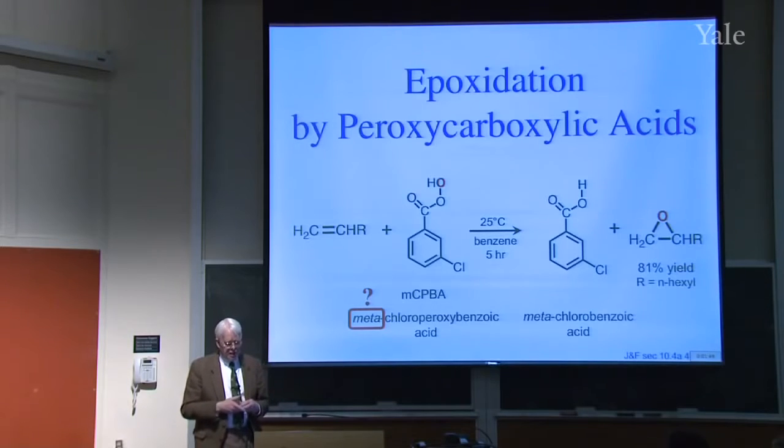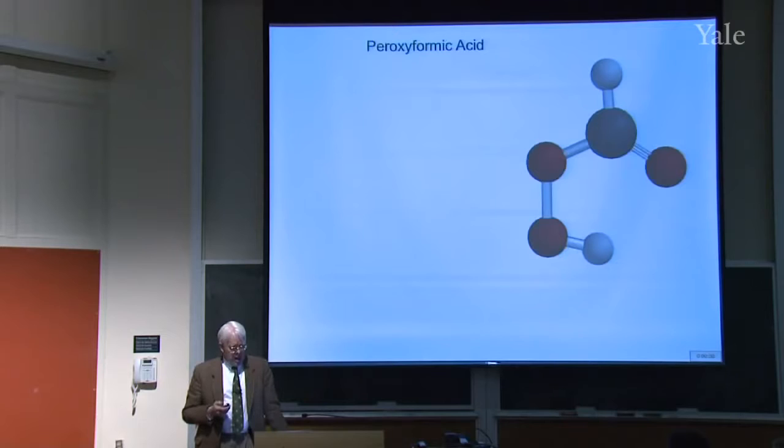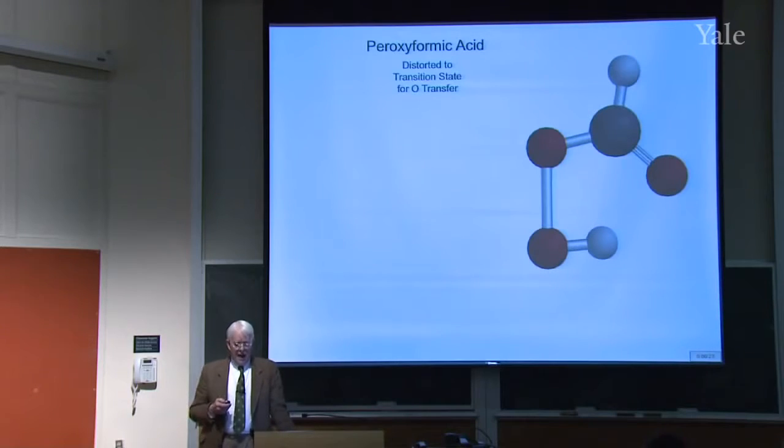Okay, so you see that in this particular case, which I took as an example from the Jones book, it was done at 25 degrees in benzene for 5 hours and gave an 81% yield when R is n-hexyl, so it's a pretty good reaction. Okay, so to look at what orbitals are involved, let's just make that R group, instead of metachlorobenzene, just a hydrogen. So this is peroxyformic acid, where the extra oxygen is obviously here. Had that hydrogen been here, it would have been formic acid. Okay? And let's just distort that to the geometry it has at the transition state.